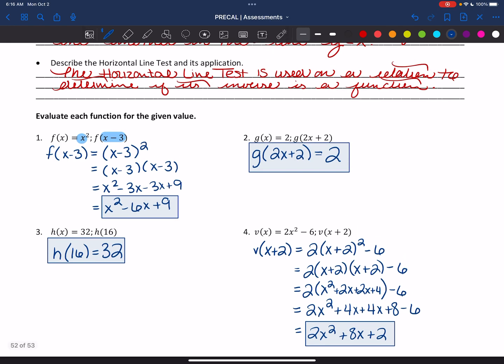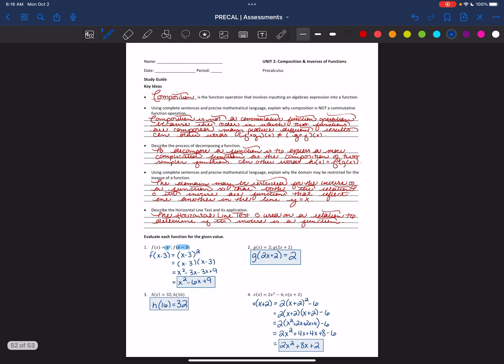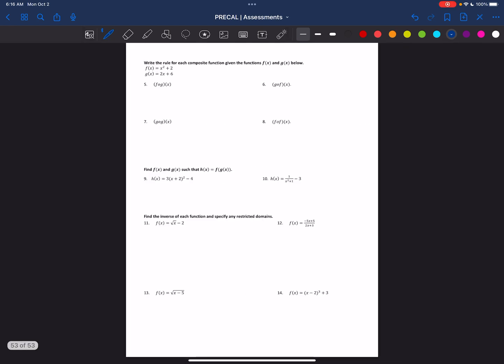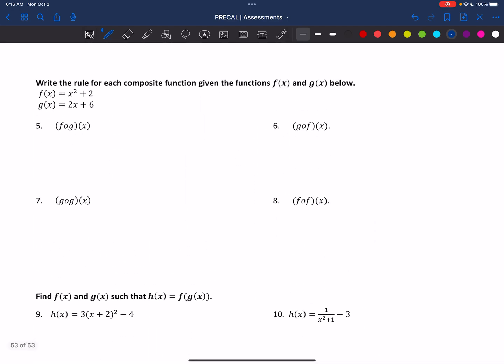That is going to bring us to the end of this first page, where we are giving just some key ideas and evaluating. Let's look at our next page where we're going to look more at composition. For f and g, we're going to perform each composition. We're going to write the rule for each composite function given f and g. Let's go ahead and dive in here.